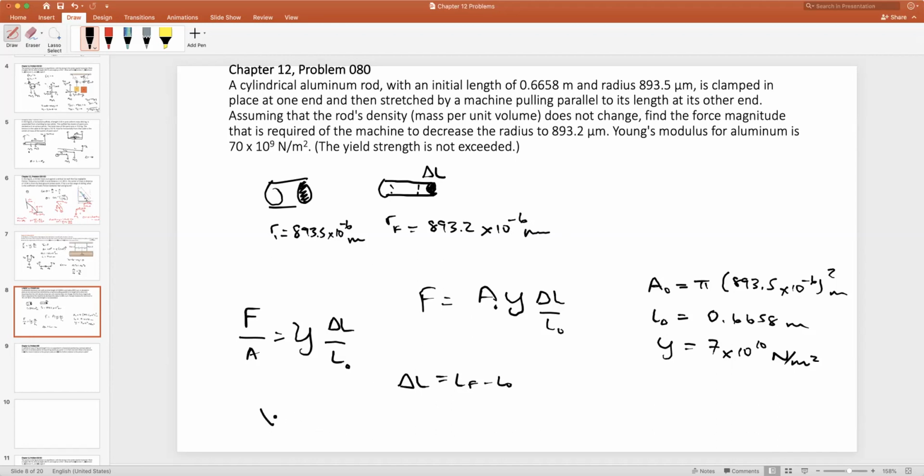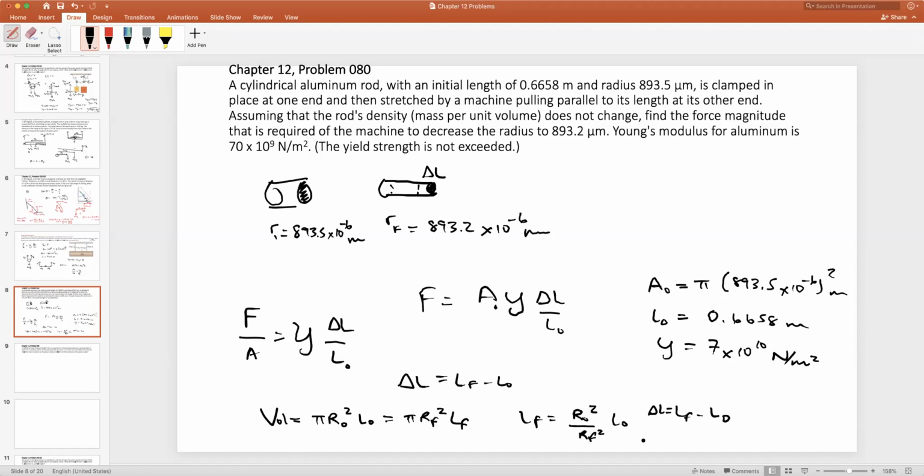So knowing that, the volume is pi r initial squared times length initial, which has to equal pi r final squared times length final. From this, you could find the final length as r initial squared over r final squared times the initial length, and then take L final minus L initial to get the change in length. That's the only wrinkle. That's the only issue you should have in this problem. Everything else is just plugging numbers in, to be honest.